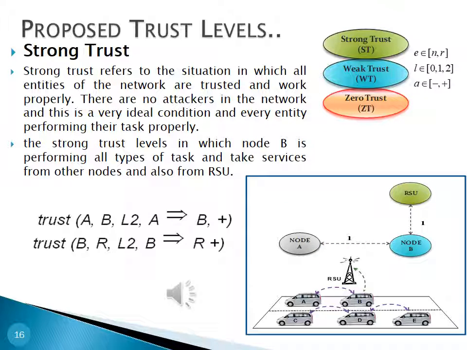Proposed trust levels. Strong trust. Strong trust refers to the situation in which all entities of the network are trusted and work properly. There are no attackers in the network, and this is a very ideal condition, with every entity performing its task properly. In the strong trust level, Node B is performing all types of tasks and takes services from other nodes and also from RSU.